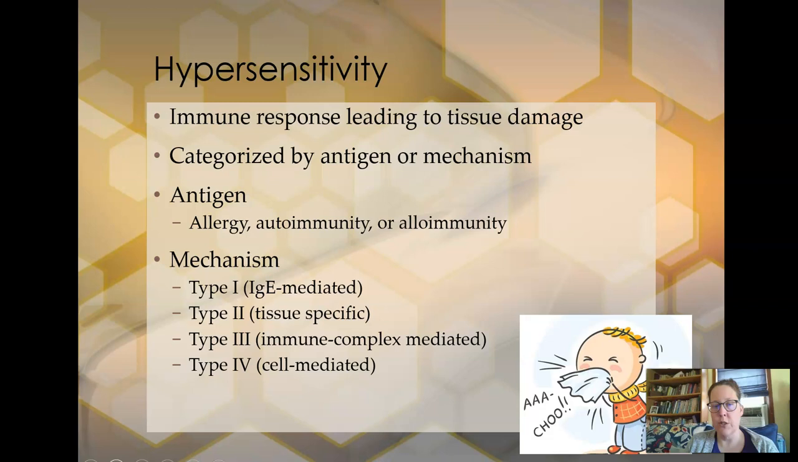If you look at the mechanisms, we can go type 1, type 2, type 3, or type 4. So type 1 is IgE mediated. Type 2 is tissue specific. Type 3 is immune complex mediated. And type 4 is cell mediated.